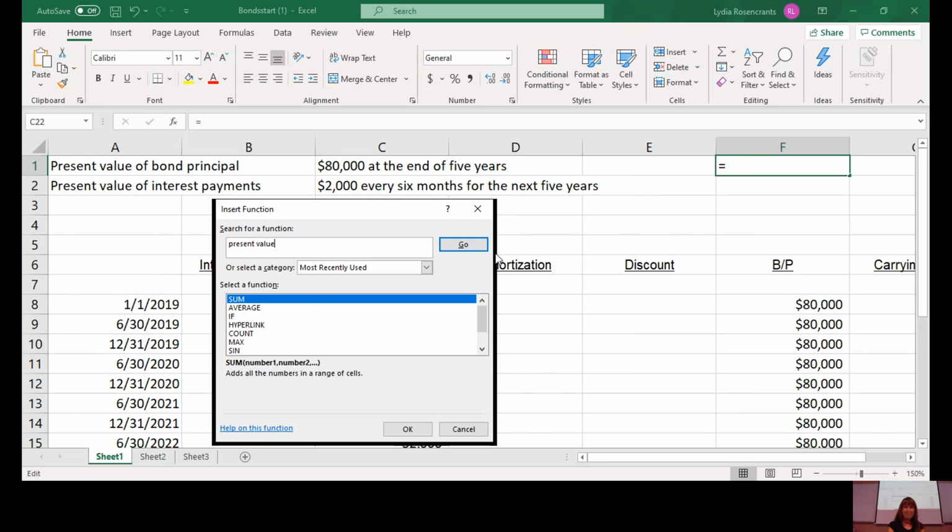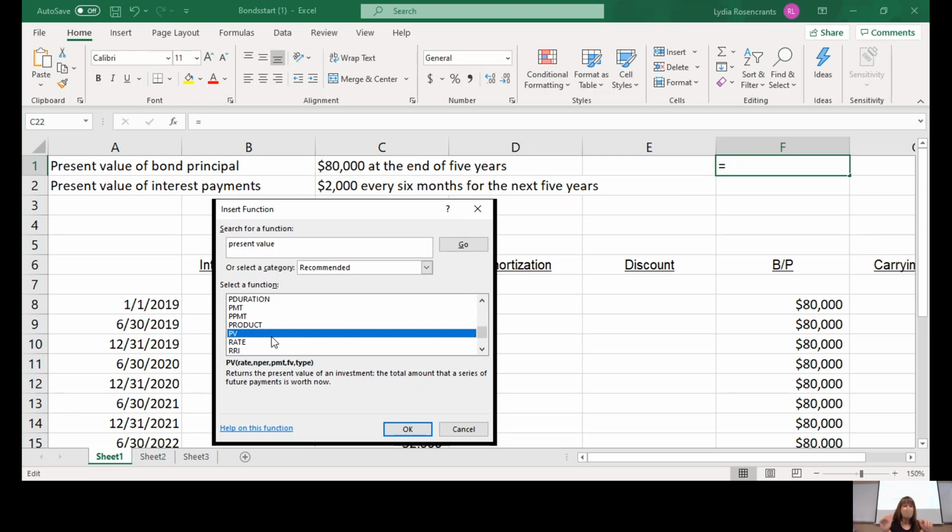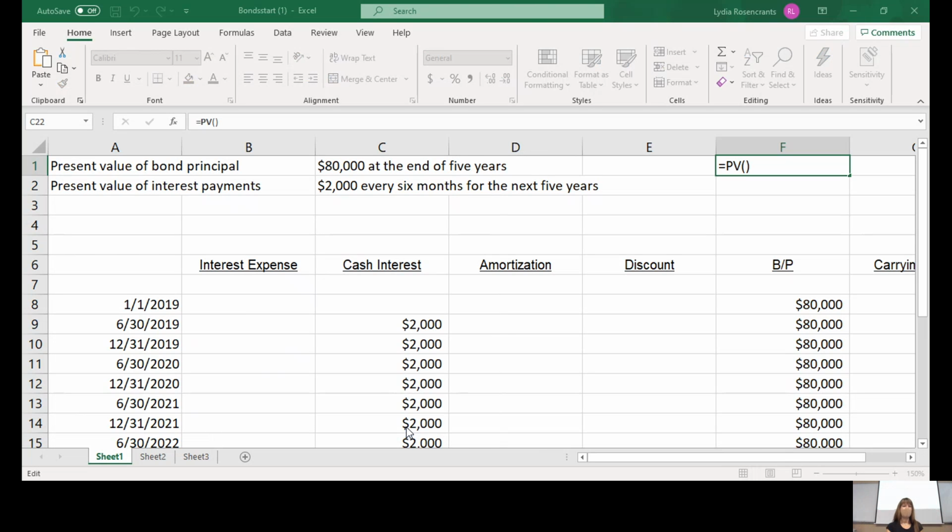Good. So we're going to click go, and oh, what in the world? That's unusual. Usually it comes straight up, but that's okay. We'll find it. It's going to be PV. We can search for it, but usually if you type in present value, PV is one of your first choices, but that's fine. So we're going to choose PV. If you don't have PV, choose PV and click OK.